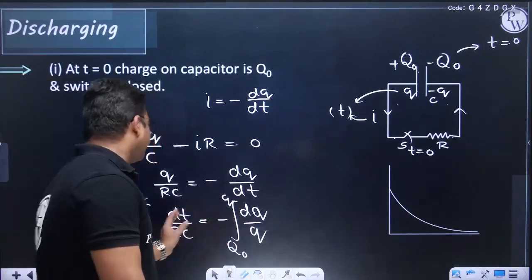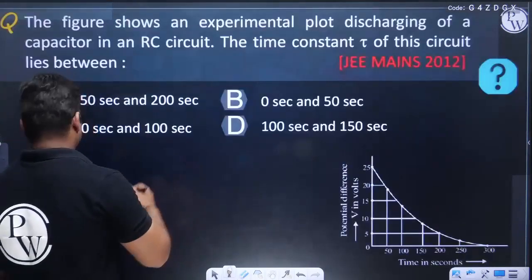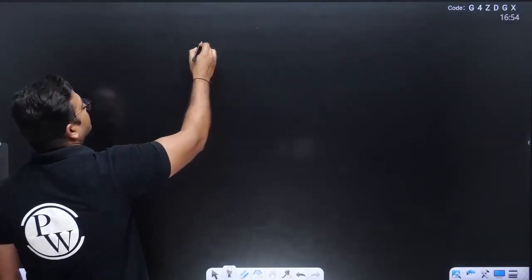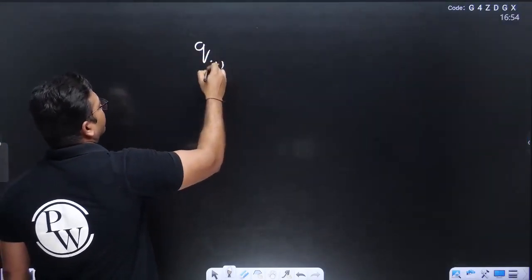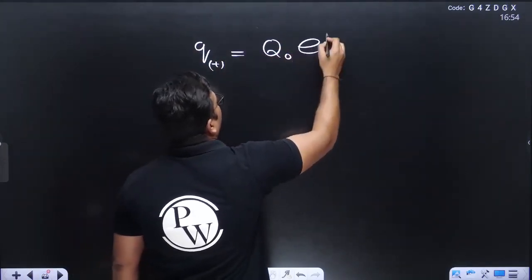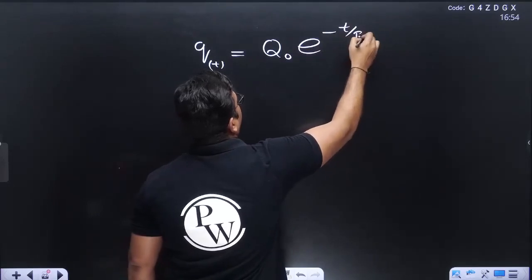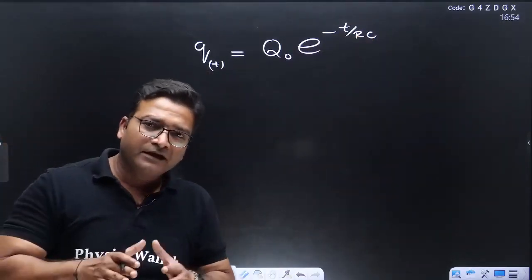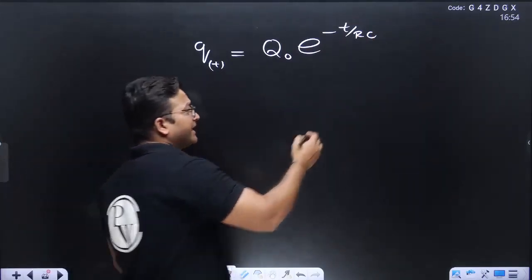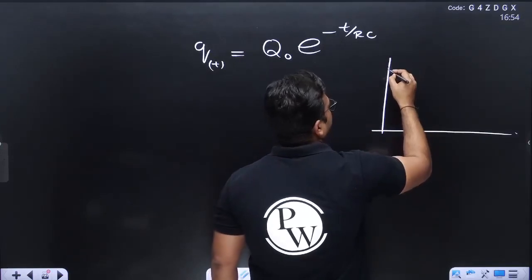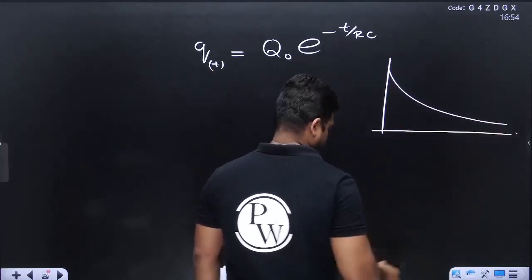So integrating this, you will get the charge as a function of time as initial charge Q naught times e to the power minus t by RC. So in this case, the charge decays.